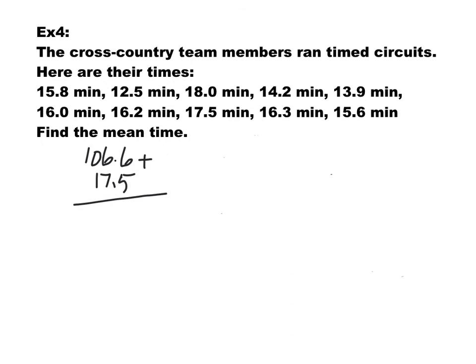We say 6 plus 5 is 11. 1 and 1 carried over. 1 plus 6 is 7, plus 7 is 14. 1 carried over. 1 plus 1 is 2. And then 1. So 124.1. Now we have to add 16.3 to it. So 16.3.